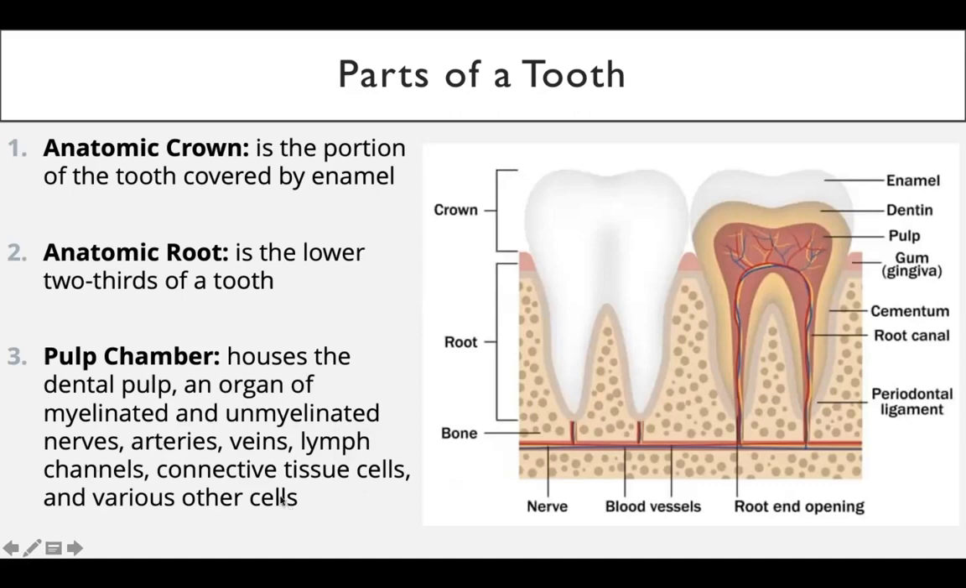Okay. So outside covering that can be seen is crown. Inside 2/3 of the teeth, which cannot be seen, is root. We need a strong root, otherwise our teeth are going to drop. And then there is a chamber, a house, known as dental pulp, because it's a tooth, that's why it's dental, and it's pulpy. And it's a house for myelinated and unmyelinated nerves, arteries, veins, lymph channels, connective tissue, and various other cells. Okay, we have some idea. We can move.